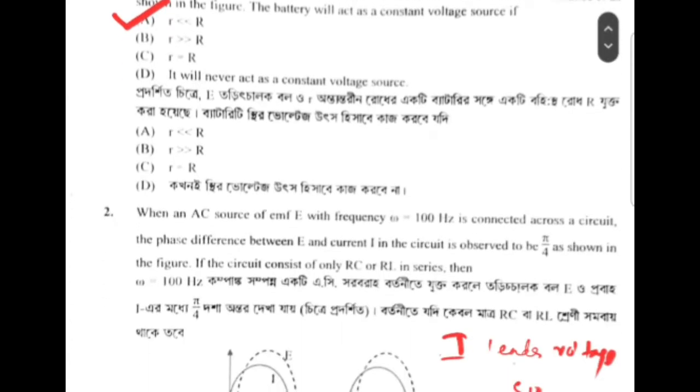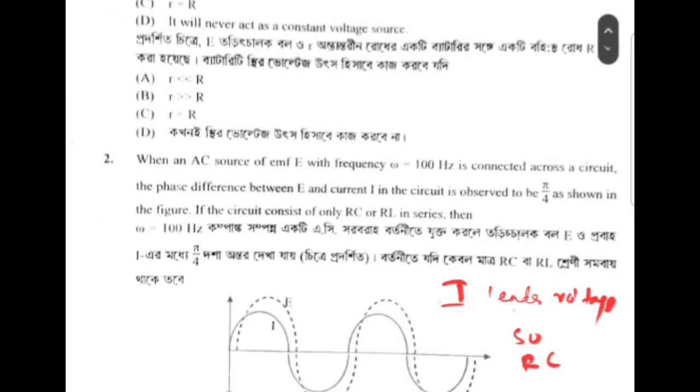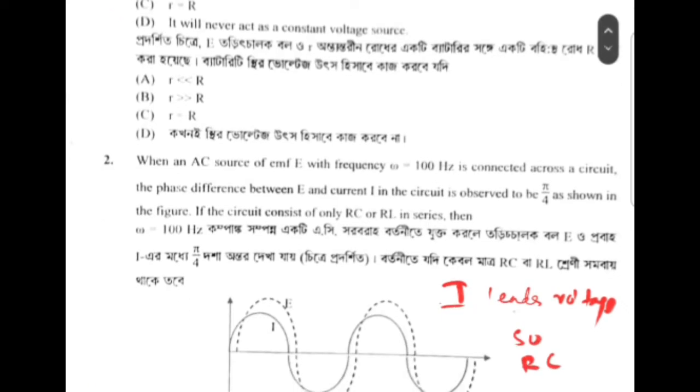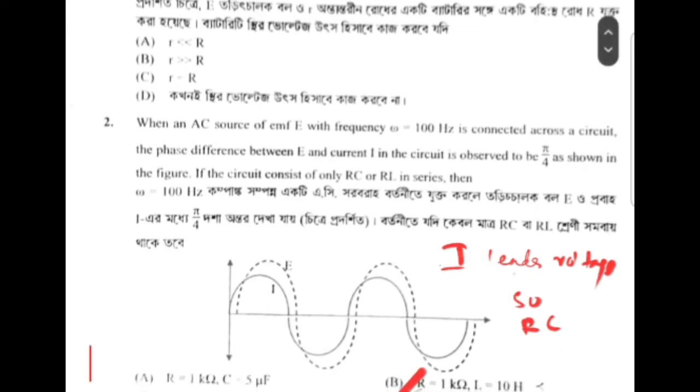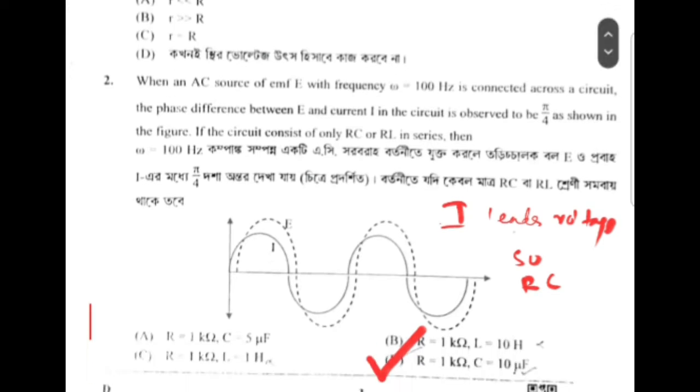Next question: when an AC current source of EMF E with frequency omega is 100 Hz connected across a circuit, the phase difference between E and current I in the circuit is given to be pi by 4. They ask us to get the value of R and the inductor or capacitor. We can see the current is ahead of the EMF, so we can easily say it's an RC circuit, then apply the required formula and we'll get option D as the correct answer.